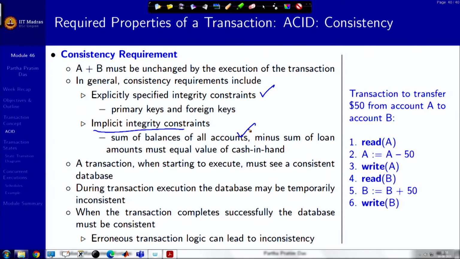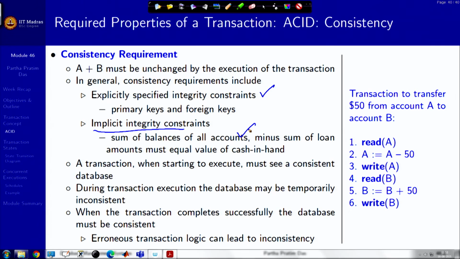Whatever you have in accounts, whatever loans you have taken, you take out the loan liability. So, this sum of balances is your asset, loan is your liability. If you subtract, what you should get is the cash that you have in hand. If this gets violated, you have a consistency problem.